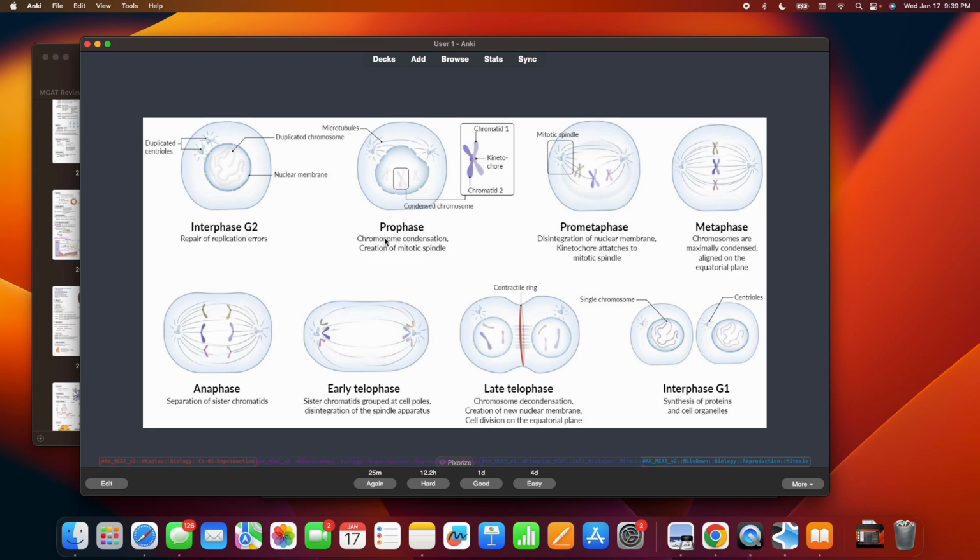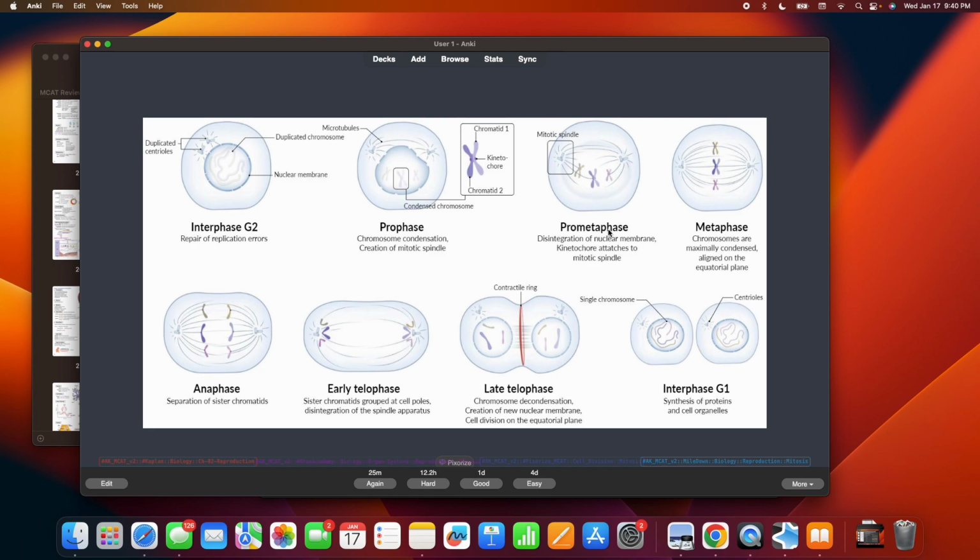But then you have the prophase, where chromosome condensation happens and the mitotic spindle is created. You have the microtubules. You don't have that in interphase. You have condensed chromosomes. You can see the chromosomes, which you cannot see in interphase. And the mitotic spindle is there. What else? You have the kinetochore.